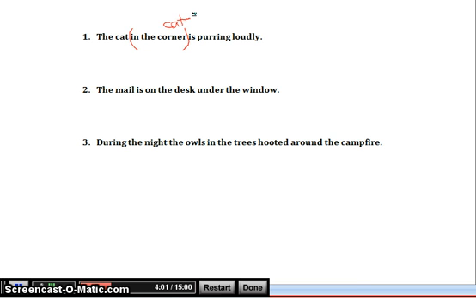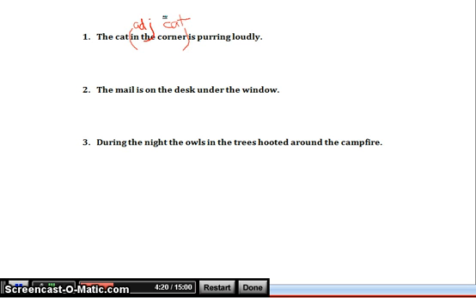It's the cat in the corner as opposed to the cat by the fireplace. Since it's answering the question which or which one, and it's describing a noun, cat, this particular prepositional phrase is adjectival, and we're going to identify it as such.